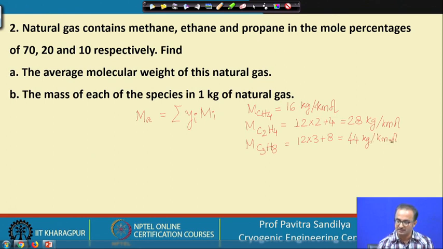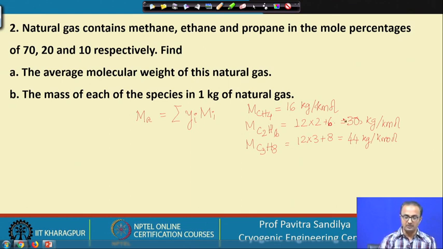I am sorry, there is a mistake here: ethane is C2H6, not H4, that is H6, and this will be 6 here. So, it will be 30. So, be careful about writing these values.